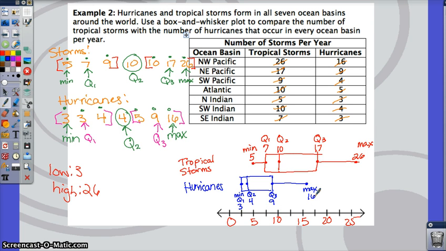So after you graph these, you can look for a generalization that you can make. I would say here, it's obvious that tropical storms happen more often than hurricanes, and that there's more of a varied amount of them, whereas hurricanes have a smaller range, and they happen less often than tropical storms. Nice job.